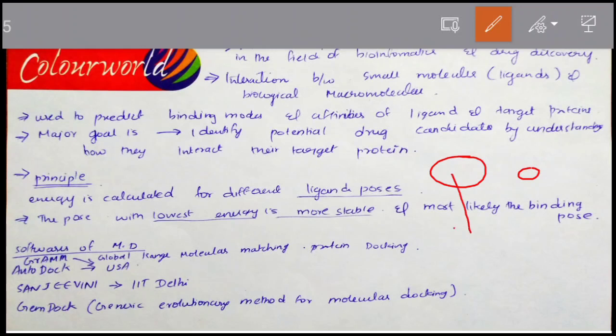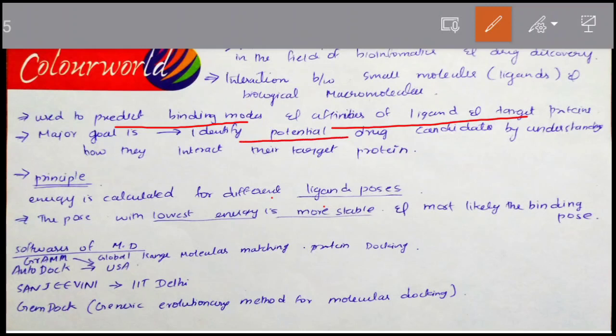A macromolecule could be any protein or any other macromolecule, and a micromolecule could be any ligand or the drug. In this technique, we can predict the binding modes and affinities of the ligand with the target protein. In this way, computationally, we can identify the interaction between a ligand and a protein. The major goal is to identify potential drug candidates by understanding how they can interact with the target proteins.